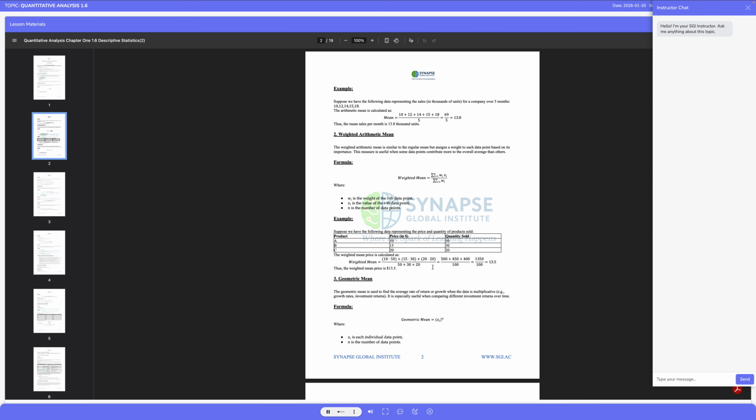To illustrate the arithmetic mean, consider a dataset representing monthly sales, measured in thousands of units, for a company over 5 months, given as 10, 12, 14, 15, and 18. To calculate the mean, we add all the values together to obtain 69, and then divide this total by 5. The result is 13.8. This means that the average monthly sales over the 5-month period is 13.8 thousand units. From a business perspective, this single value provides management with a quick summary of typical sales performance over the period.